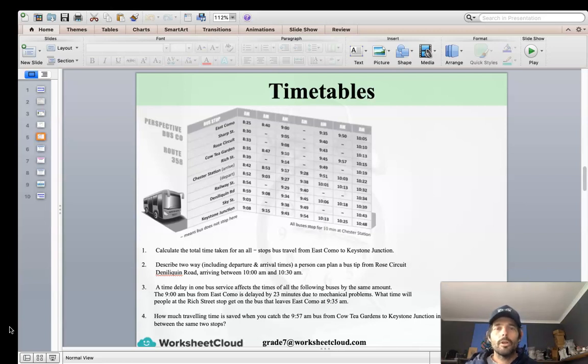So the best way to learn how to read timetables is to actually do some problems and answer some questions on different timetables. So we're going to go through 4 different timetables. So I'd like you to read the questions and answer them, referring to the bus timetable on your screen. Press pause, and then when you finish, press play, and we'll see how you got on with the Jamboard.